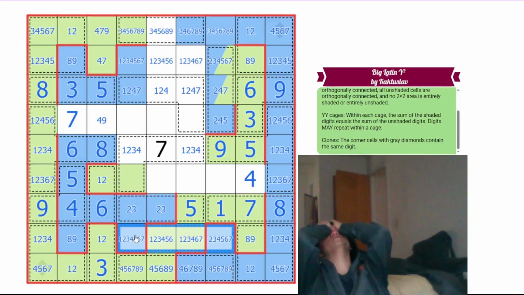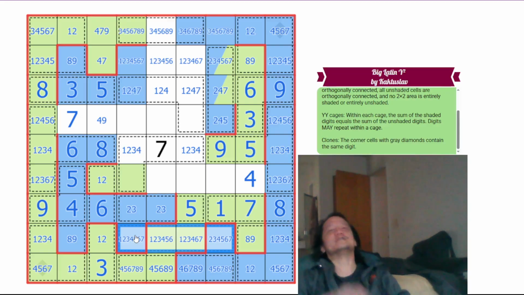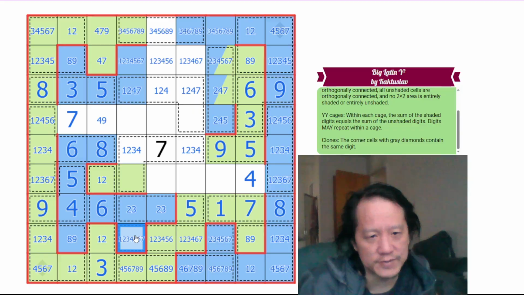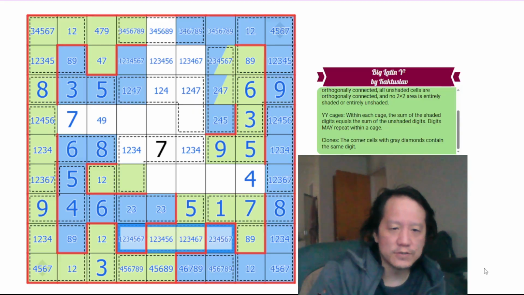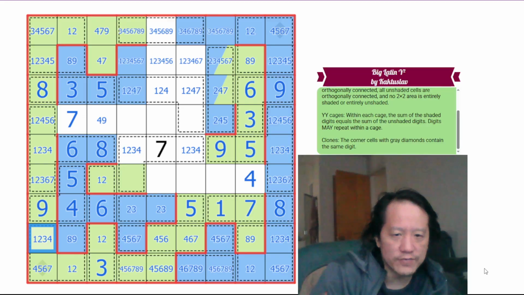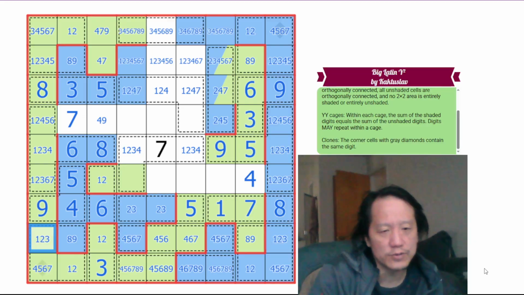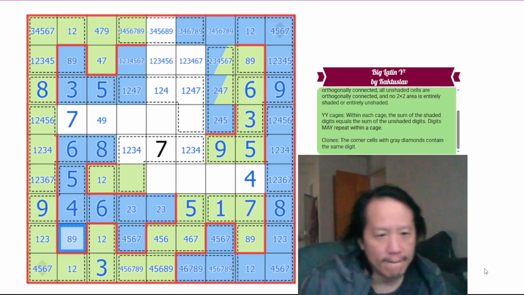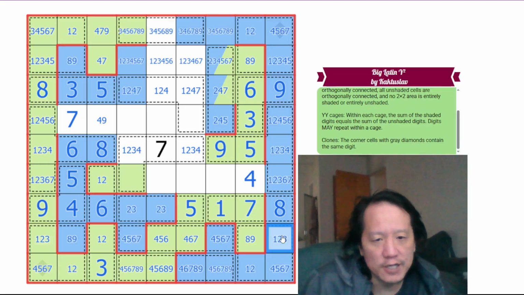You can't have 5 and 7 added together. You can't have 6 and 7 added together. You have to have 5 and 6 added together. So it's 4, 5, 6, 7. So no 1, 2, 3. This is 4, 5, 6, 7. So this is 1, 2, or 3 there. One of these is 3.